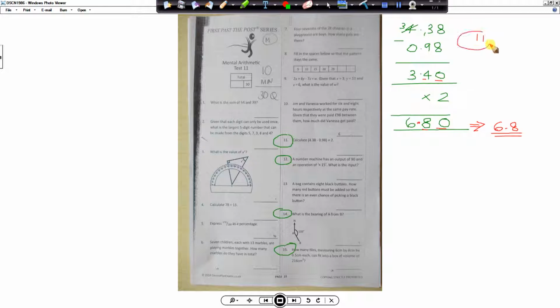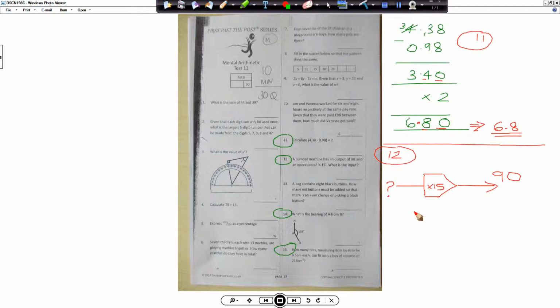Okay, number 12. Number 12 says, a number machine has an output of 90 and an operation of times by 15. What is the input? Let's quickly draw this machine. Normally when they draw the machine, they draw it like this, but it doesn't really matter how you draw it. What's important is that what comes out here is 90, that's the output. And inside the machine, we are multiplying by 15. And what we need to work out is what went inside. So that's the question mark part.